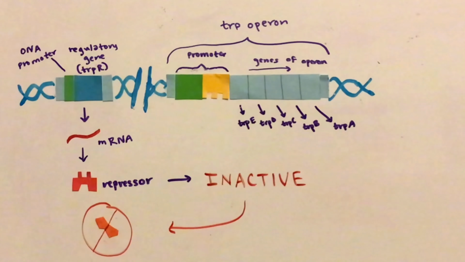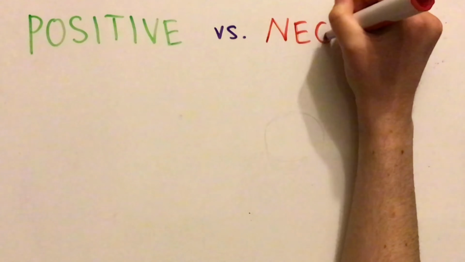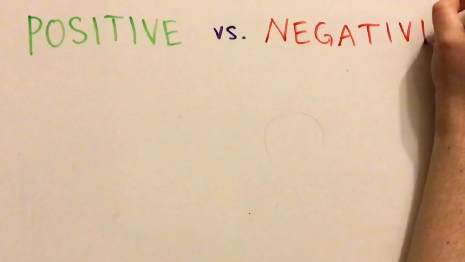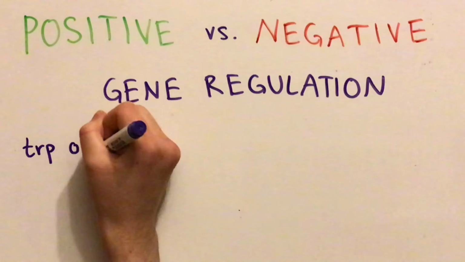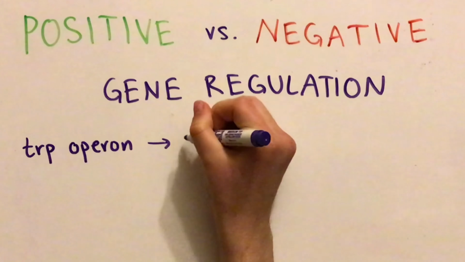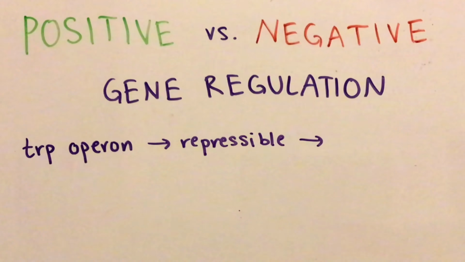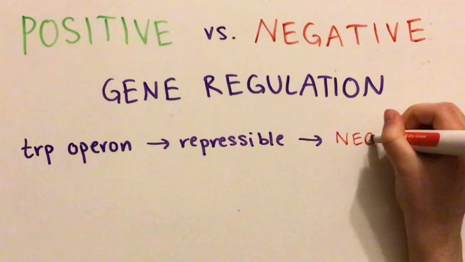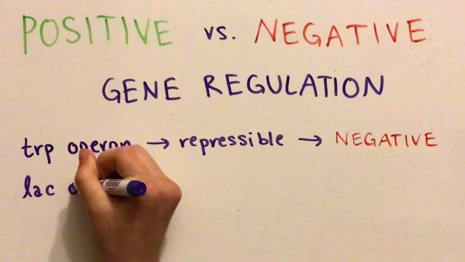Before moving on to the mechanisms of the LAC operon, we need to understand the difference between positive and negative gene regulation. The TRP operon is an example of negative gene regulation because it is said to be a repressible operon. This means that its transcription is usually on, but can be inhibited, repressed, when a specific small molecule, in this case tryptophan, binds allosterically to a regulatory protein.